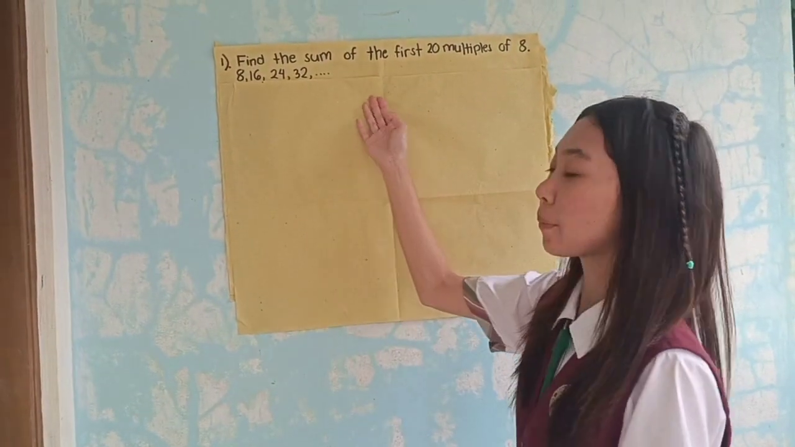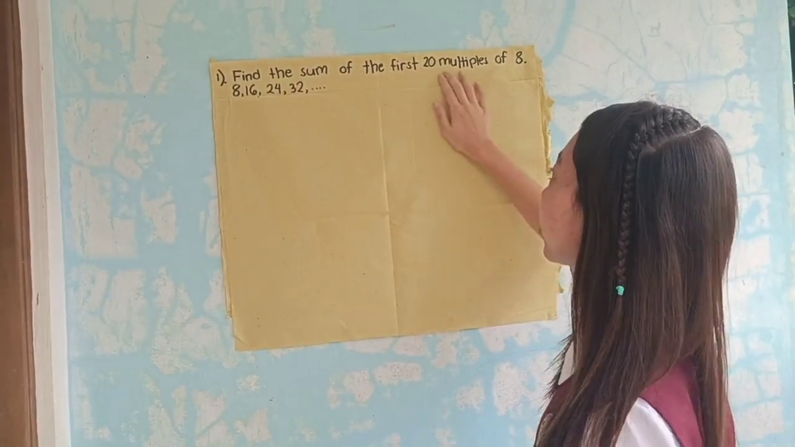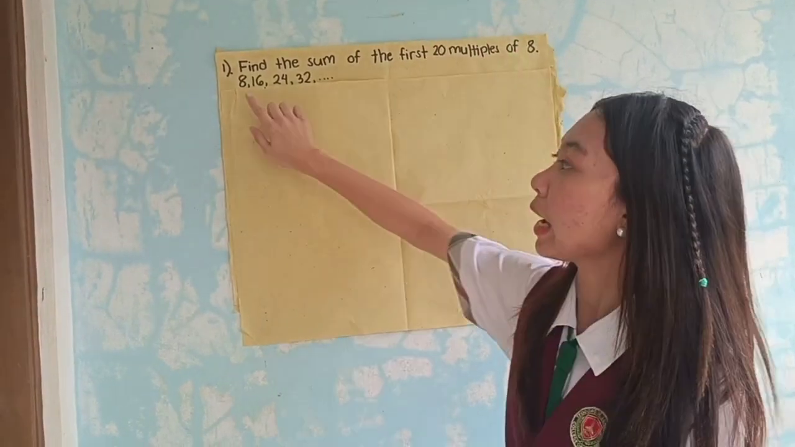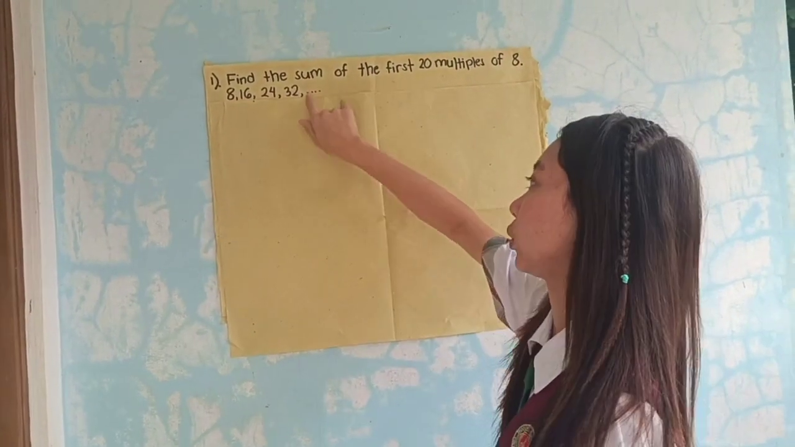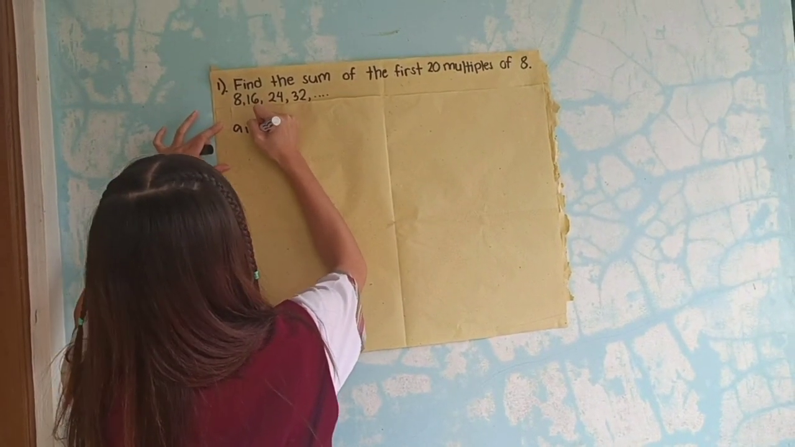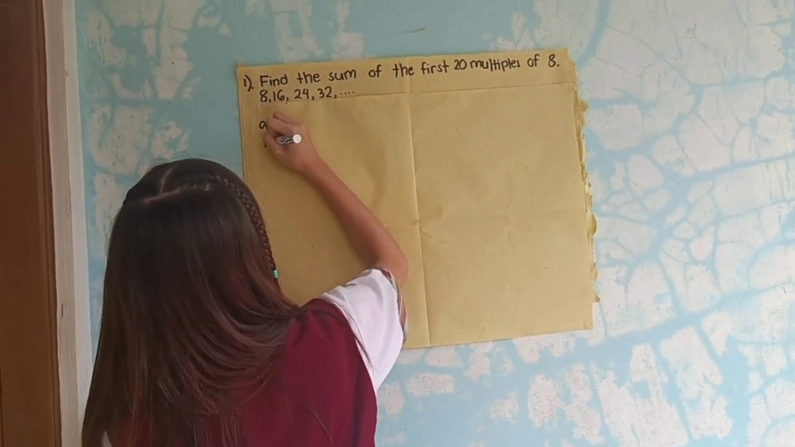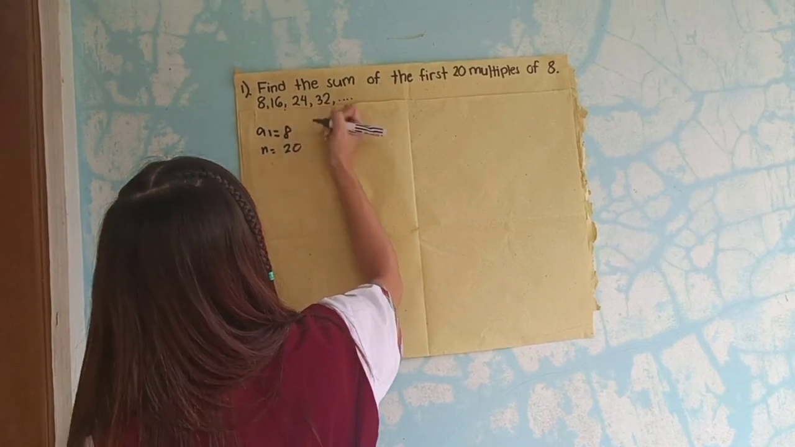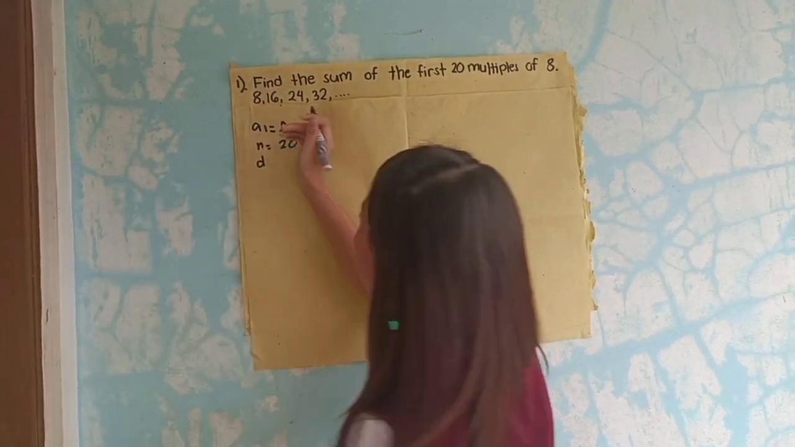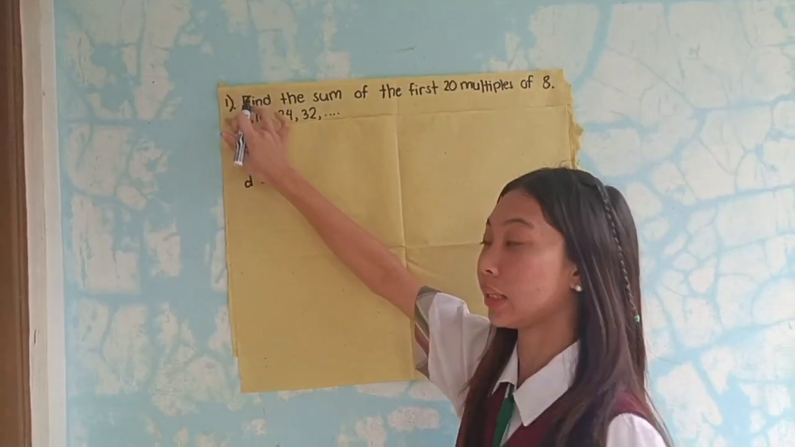So here's another example of an arithmetic sequence. The given is: find the sum of the first 20 multiples of 8. 8, 16, 24, and 32. So the given a sub 1 is equal to 8. Then n is 20. Then the common difference will be 8, because 16 minus 8 is 8.